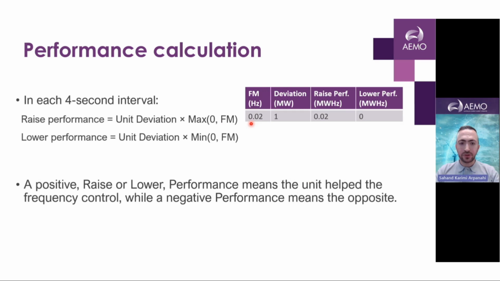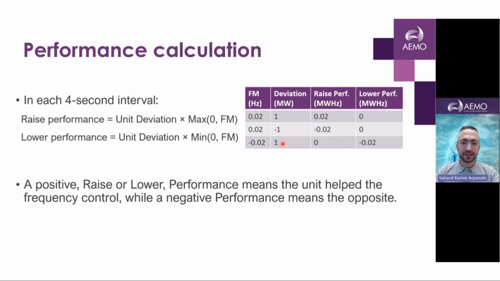In the first row, frequency measure is positive, and the deviation is positive. So we have positive raise performance and 0 lower performance. In the second case, still frequency measure is positive, so lower performance would still be 0. However, because the deviation is negative, the raise performance is negative.